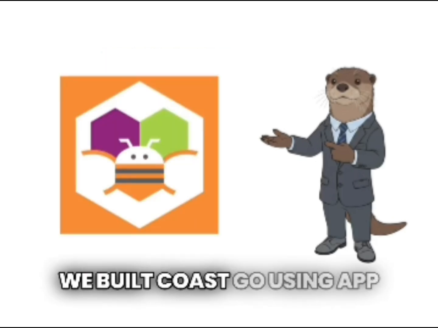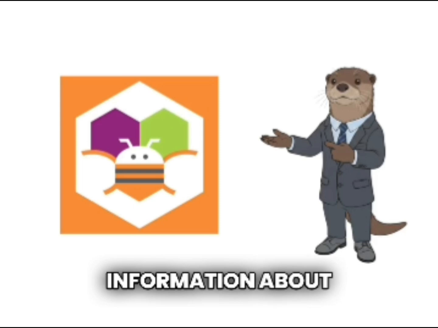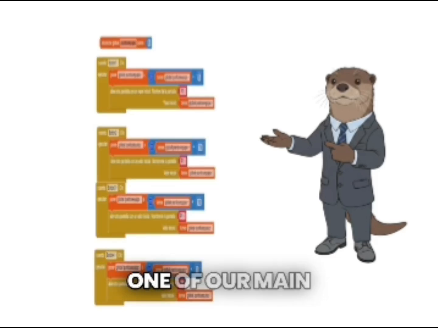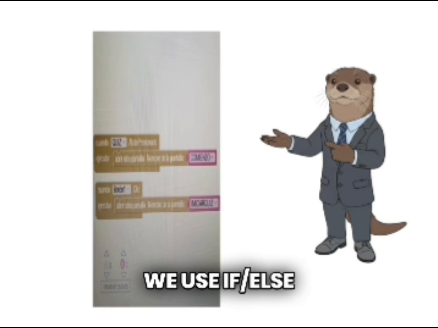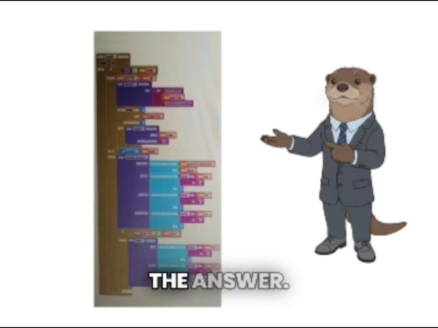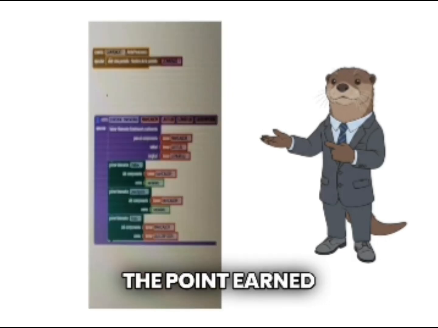We built it using App Inventor and a database to organize information about beaches and species. One of the main features is the quiz system. We use an if-else block to check the answer. If it is correct, a global variable increases and accumulates the points earned.